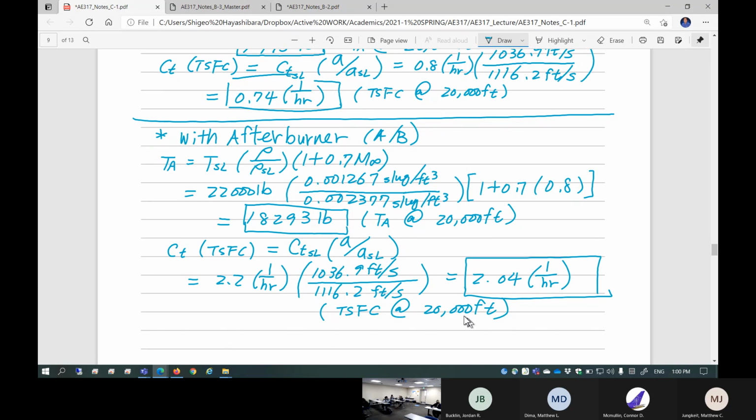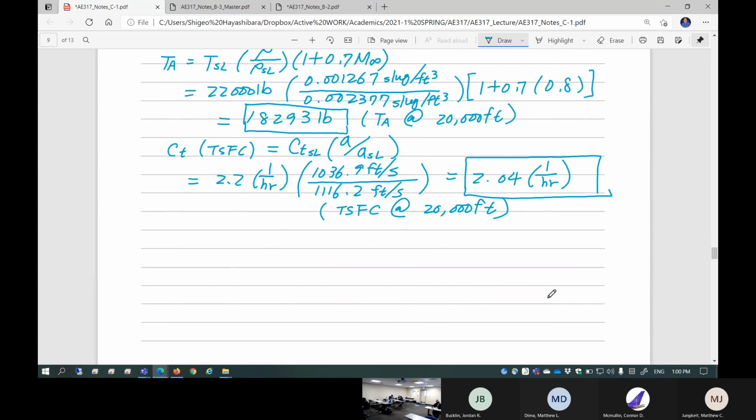So this is actually a very simple process. You can predict the loss of thrust. The thrust is going to decrease as you go to high altitude, and at the same time, TSFC is going to improve at high altitude. So you can compute those things.